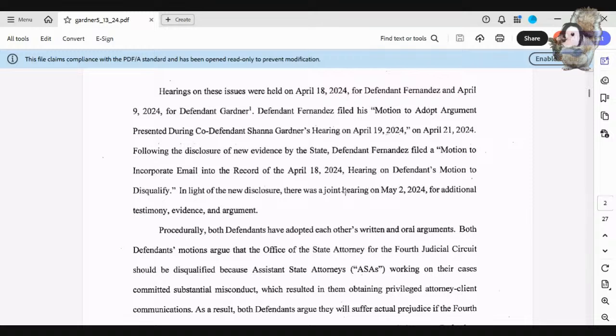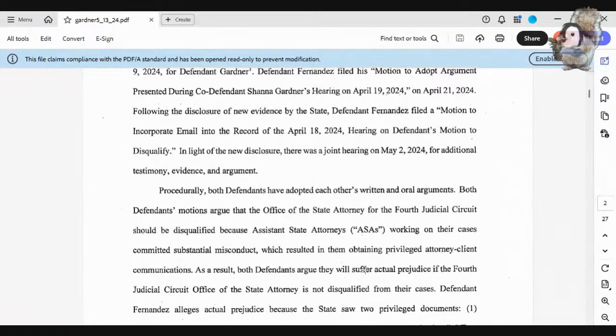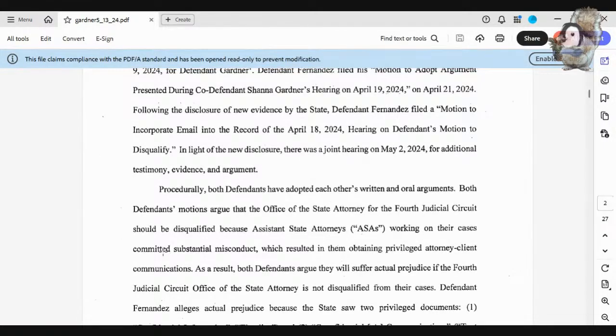I wonder if maybe the part that's so here, both defendants' motions argue that the Office of the State Attorney for the Fourth Judicial Circuit should be disqualified because assistant state attorneys, ASAs, working on their cases committed substantial misconduct. While we know that the whole thing about her being a witness is a problem, remember the judge can't, they haven't said that, right? I'm wondering if that's what it is, because the defense team, so far at least, didn't make that argument. They didn't say that, that I heard.